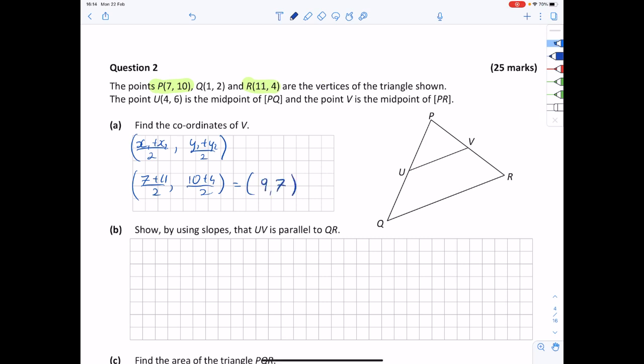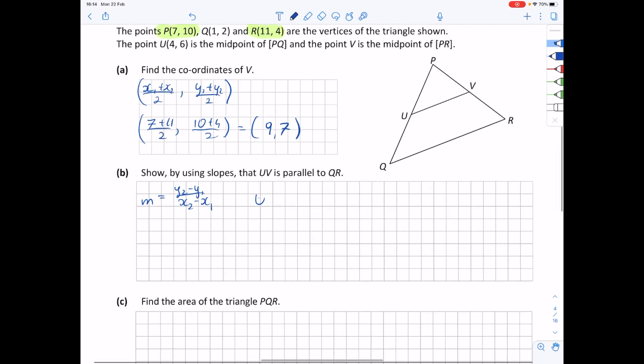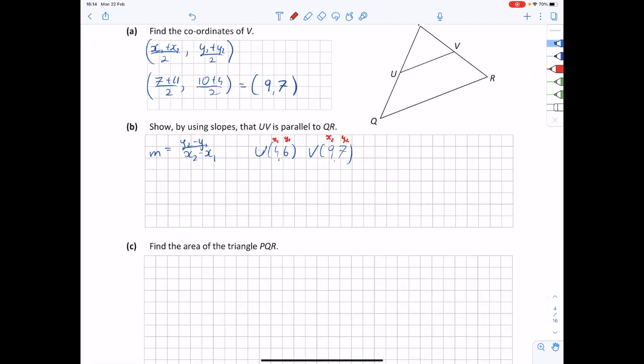In the next question we have to show using slopes that UV is parallel to QR. Remember the formula for the slope, m is equal to y2 minus y1 divided by x2 minus x1. So for UV, coordinates of point U are 4 and 6, and coordinates of point V are 9 and 7. I'm just going to highlight what's what. So this is going to be my x1, this is going to be my y1, this is going to be my x2, and this is going to be my y2, so that I can substitute those into the formula.